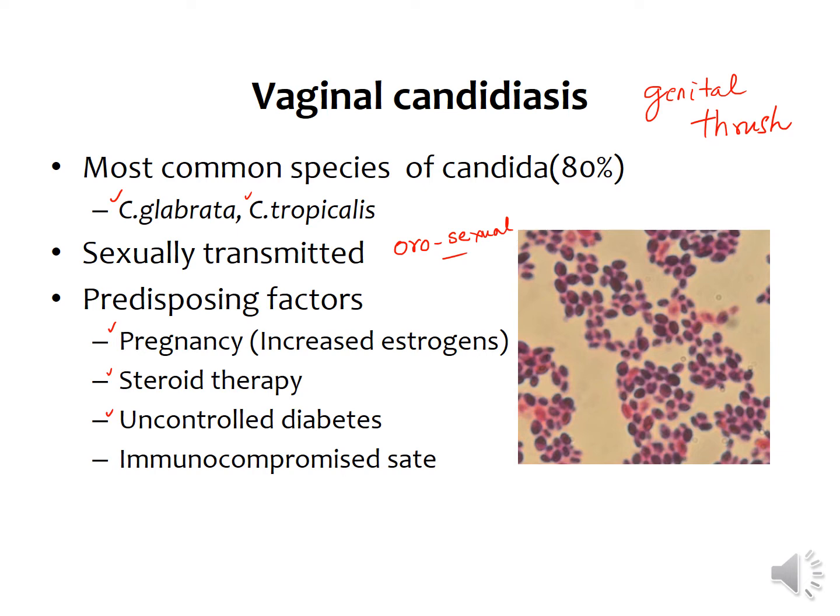And here if you see, this is the morphology of the Candida species, which are oval budding cells. Oval budding cells you can see here. So this is a gram stain smear examination of the Candida species.